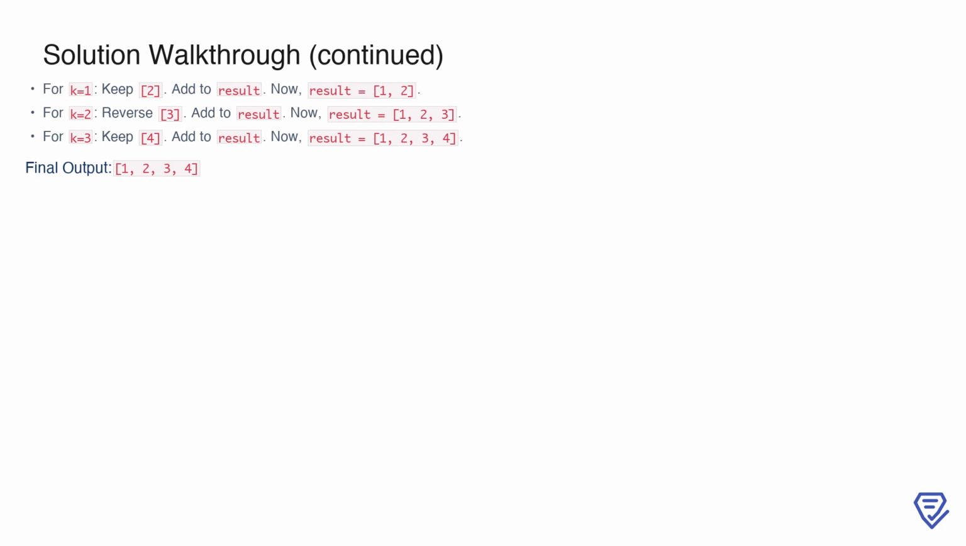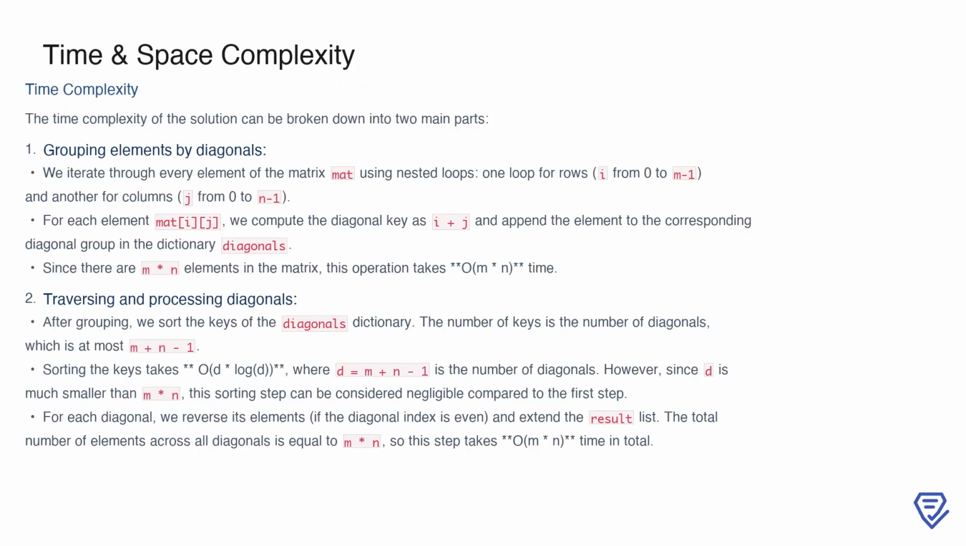maintaining consistent diagonal traversal. To analyze the time complexity of our solution, we can break it into two main steps. First, we group the elements of the matrix by their diagonal indices. This involves iterating through every element in the matrix using a nested loop, one loop for the rows and another for the columns. For each element, we compute its diagonal key as the sum of its row and column indices and then append the element to the corresponding group in the dictionary. Since there are m*n elements in the matrix, this step takes m*n time.